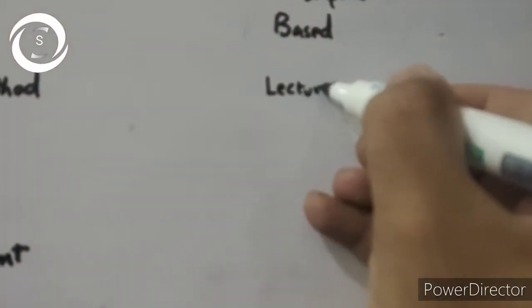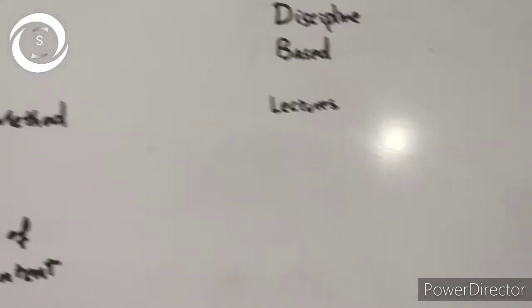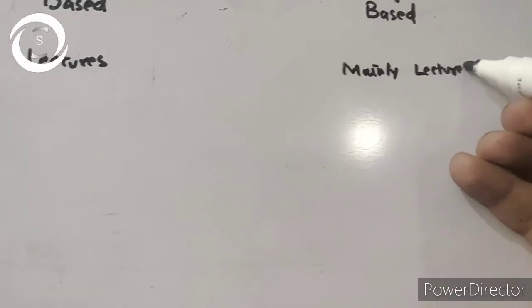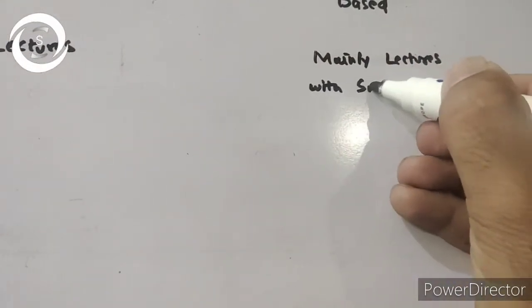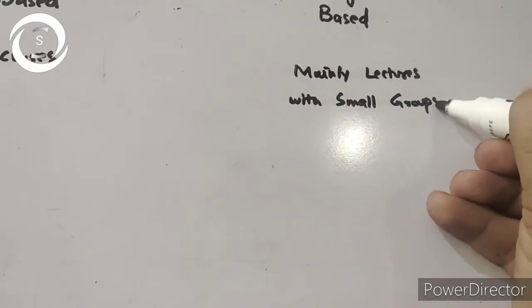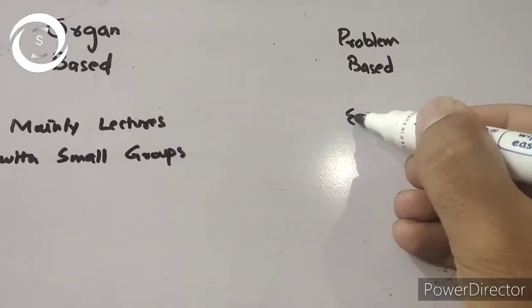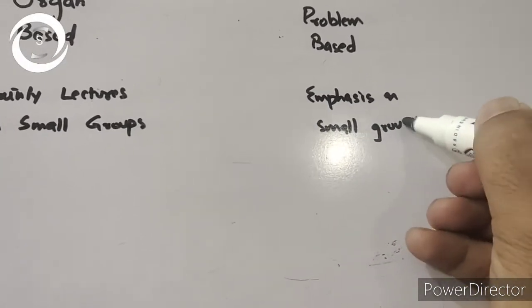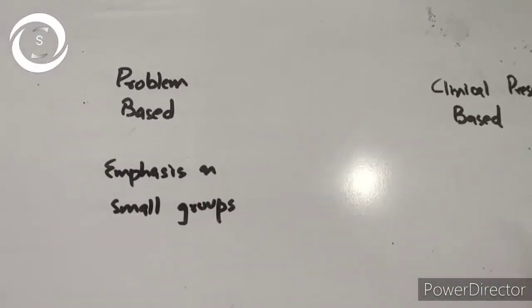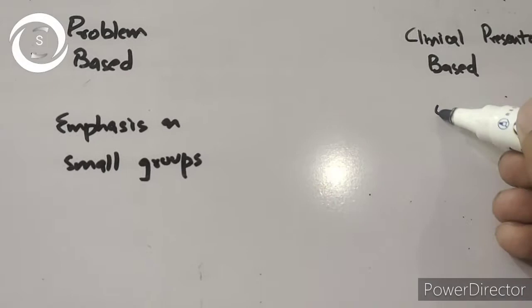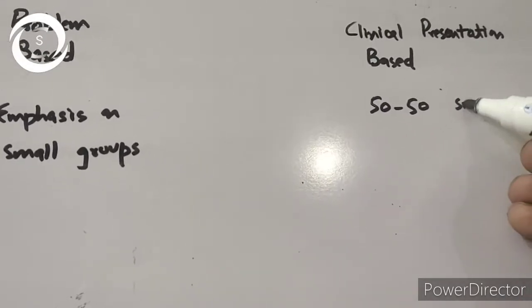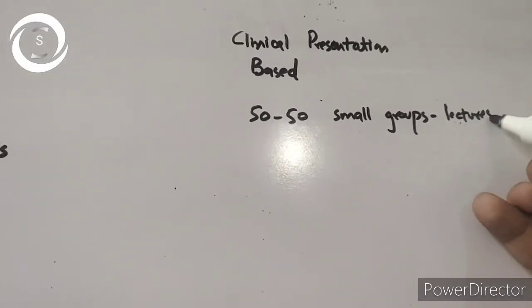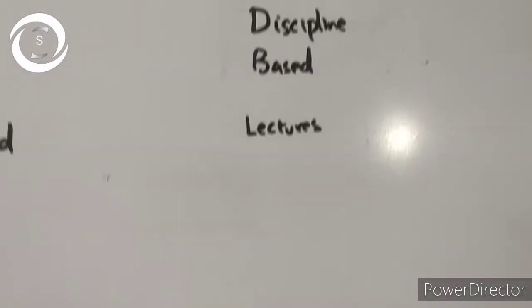Like teaching method in discipline based is purely lectures, whereas in organ based it is again mainly lectures, but with some small group methods also utilized. In problem based, emphasis is more on small group teaching methods, whereas in clinical presentation based there is a 50-50 proportion of small groups and lectures. So that was the teaching method of the different systems.